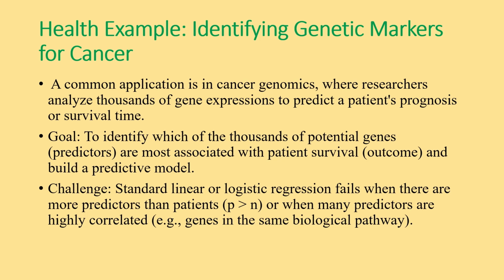Health example: identify genetic markers for cancer. A common application is in cancer genomics, where researchers analyze thousands of gene expressions to predict a patient's prognosis or survival time. Goal: to identify which of the thousands of potential genes are most associated with the patient's survival and build a predictive model. Challenge: standard linear or logistic regression fails when there are more predictors than patients, or when many predictors are highly correlated, like genes in the same biological pathway.